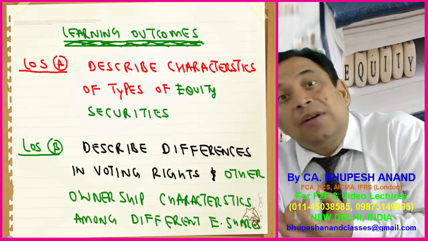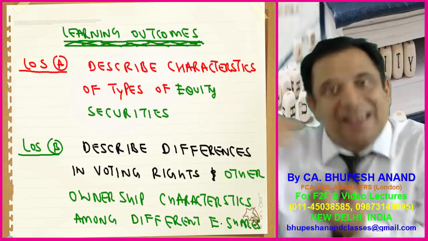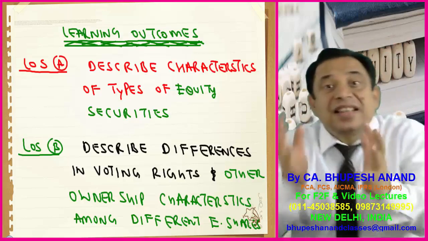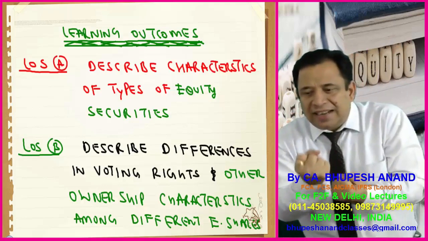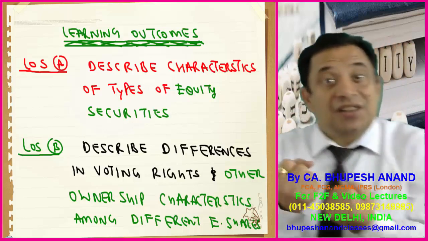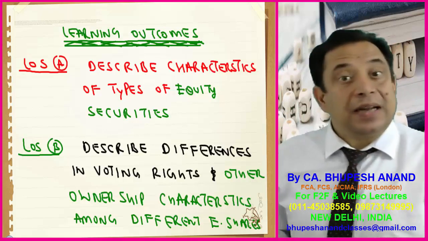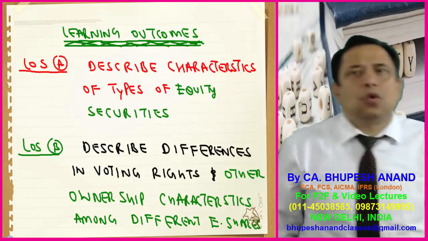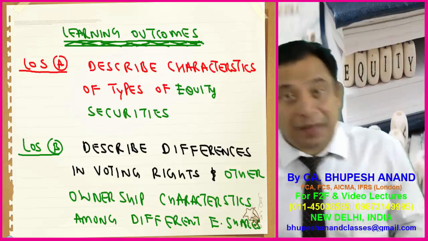So this is learning outcome number A, and in today's lecture I will be discussing this learning outcome number A. And the next, learning outcome number B, is difference in the voting rights. What are the differences in the voting rights and other ownership characteristics? It means a shareholder can have ownership right, but can or cannot have voting right. So what is the difference between voting right and ownership features? So this is learning outcome number B.